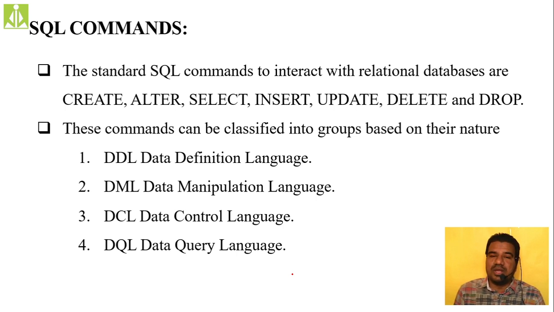To create something, we use the create command. The concept is very simple. That is the reason why it has gained popularity. Create means to create an object. Maybe it is a view, maybe it is a table, maybe it is a user. For everything we use create. Alter, again the same thing, to alter something. Select, to select an object or to select some portion of the object, not the entire object. We use the select command with different sub-commands.